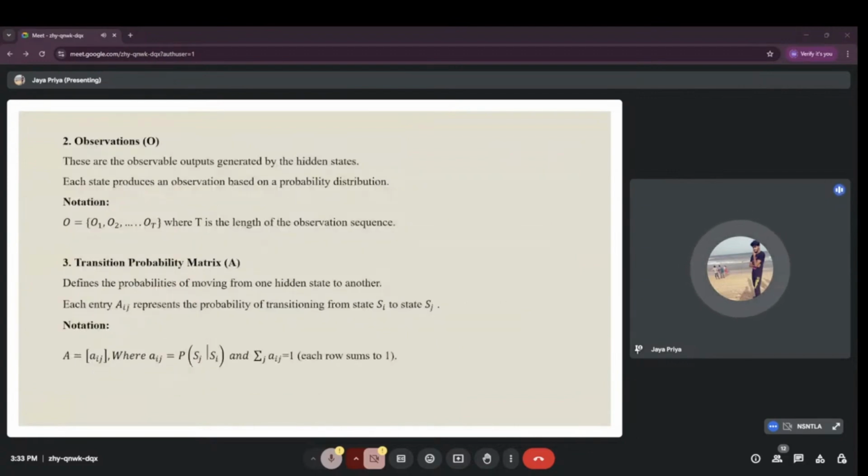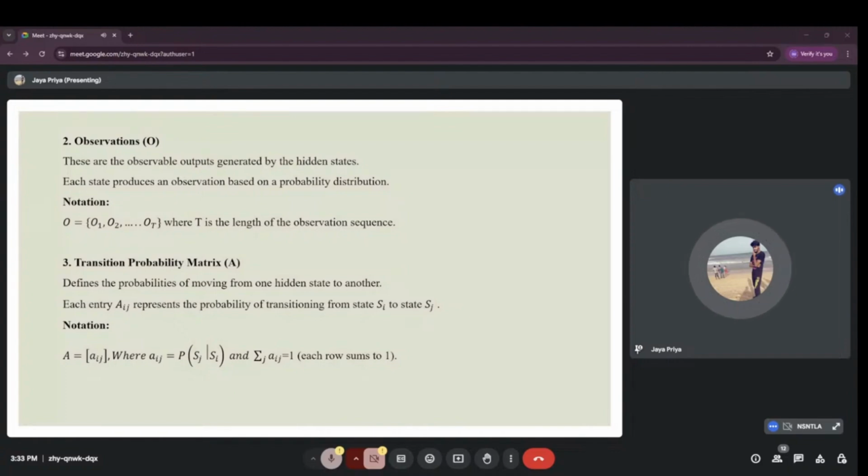The next component is the observation, represented by O. These are the observable outputs generated by the hidden state. Each state produces an observation based on a probability distribution. The notation is given where T is the length of the observation sequence.